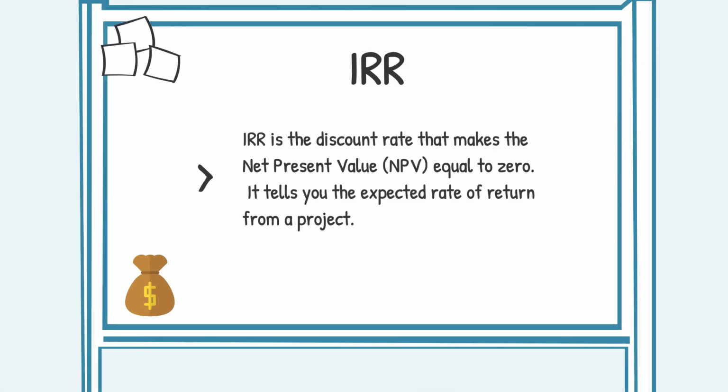Internal rate of return, IRR, is the discount rate that makes the net present value, NPV, equal to 0. It tells you the expected rate of return from a project. You may wonder, what is a discount rate? The discount rate is the rate of return used to convert future cash flows into present value. It reflects the time value of money, risk of the project, and opportunity cost of capital. It answers the question, how much is a future dollar worth today?